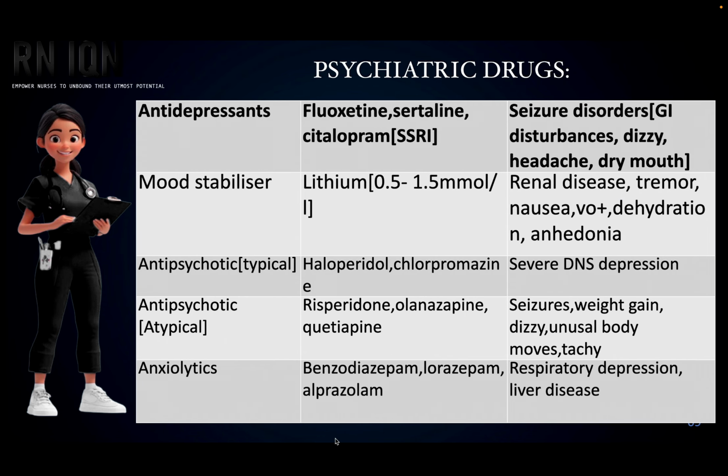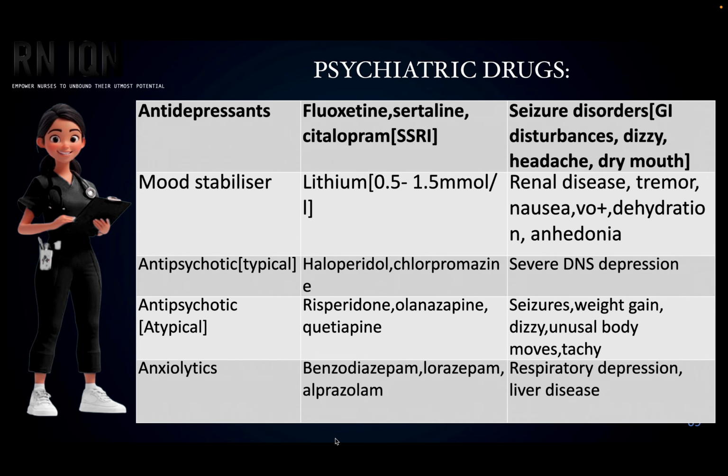About the mood stabilizer lithium, its normal therapeutic level is 0.5 to 1.5 millimole per liter. This is not suitable for patients with renal disease, and it can cause tremor, nausea, vomiting, dehydration and anhedonia, that is loss of pleasure. So these are a few side effects if you are using lithium above the therapeutic level.